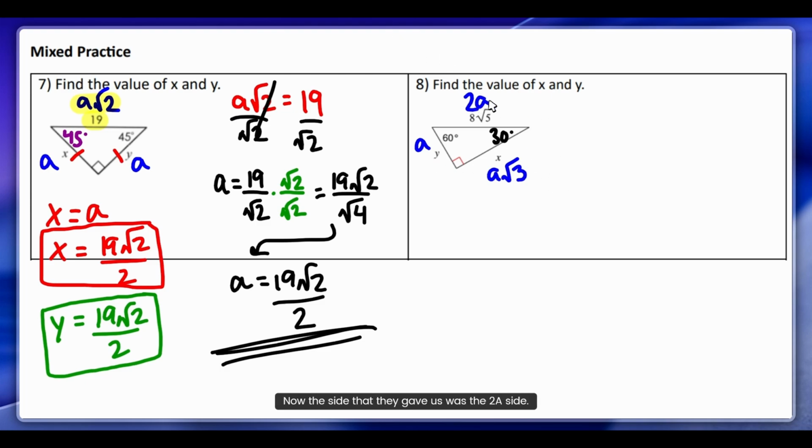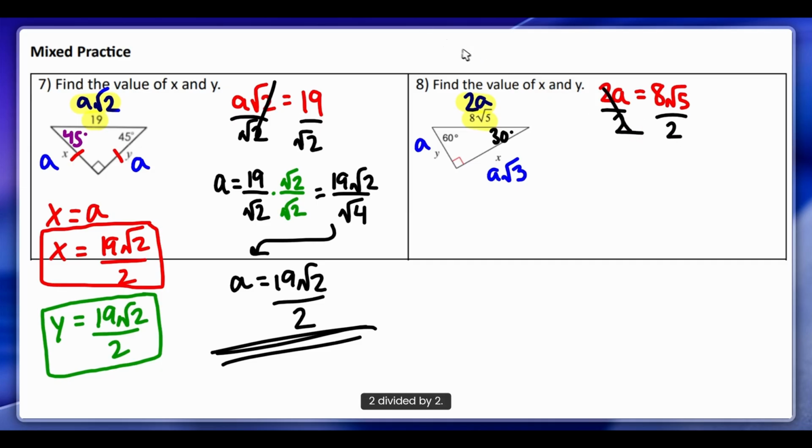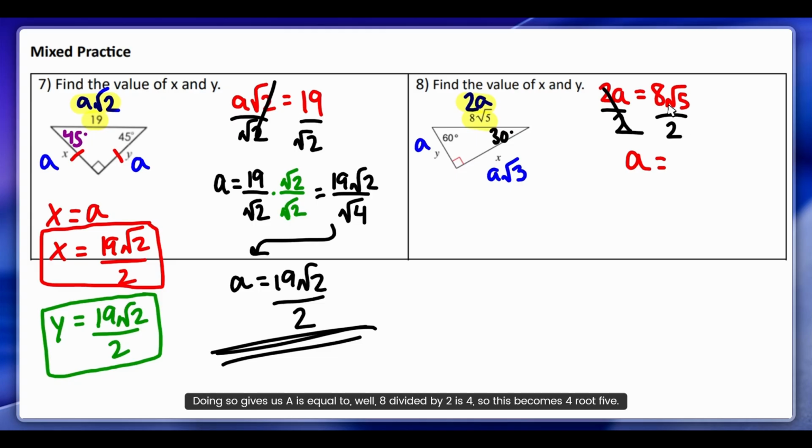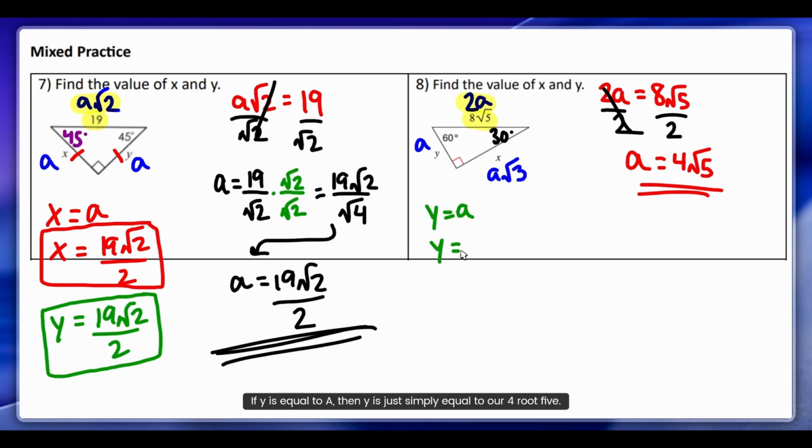Now, the side that they gave us was the 2a side. So 2a is our 8 square root of 5. So build our equation based off of that. 2a is equal to 8 root 5. And we want to solve for a, so we are going to divide by 2. Doing so gives us a is equal to, well, 8 divided by 2 is 4, so this becomes 4 root 5. So there's our value for a, which gives us the length of y. If y is equal to a, then y is just simply equal to our 4 root 5.